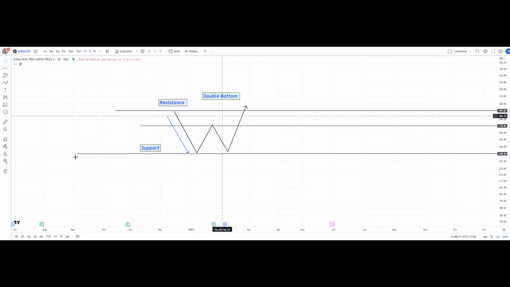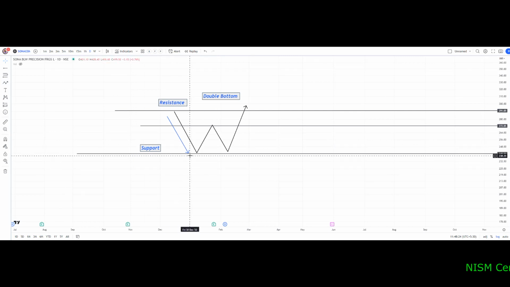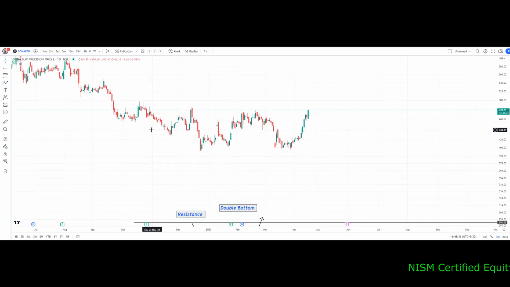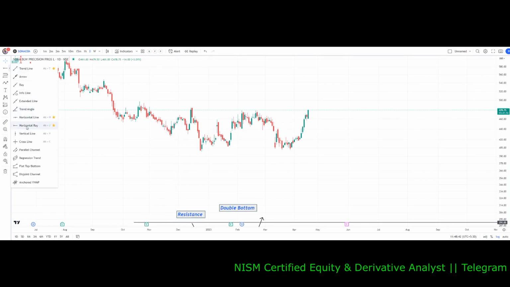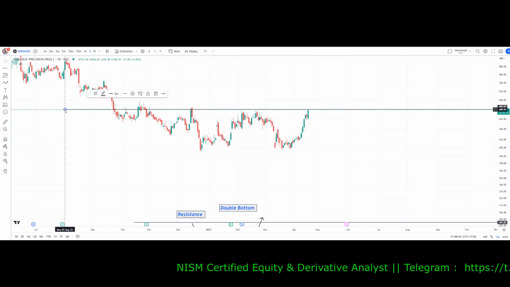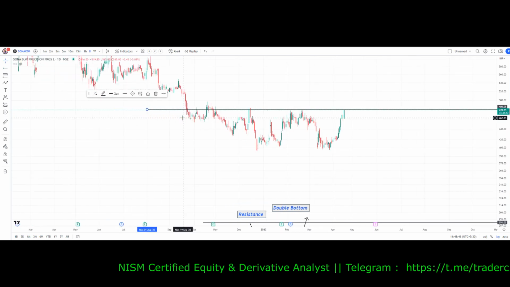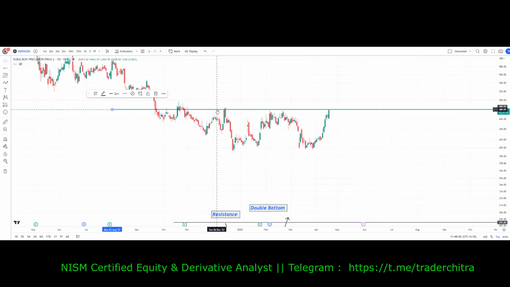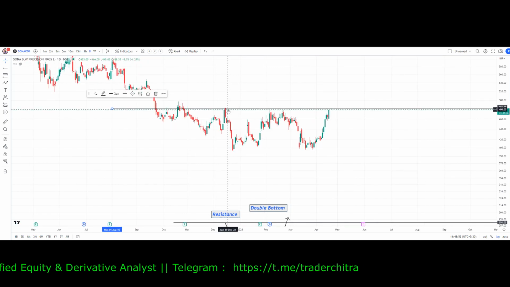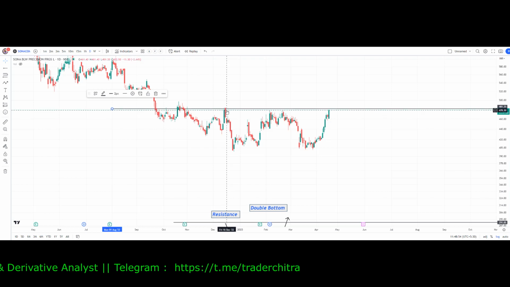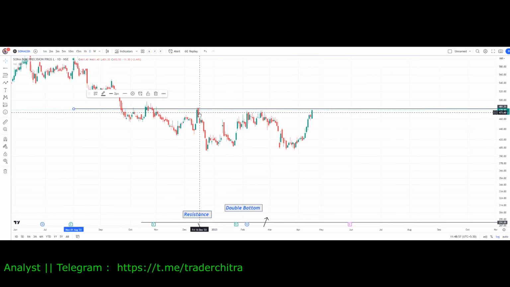Okay, now we can see one example. I have already shared a video on how to draw trend lines. In this stock, we can see that the price is currently trading at the resistance level. So this is the resistance zone. Why is this a resistance zone? Because we can see the price touching multiple times here and facing resistance, and whenever the price touches this level we can see a rejection.